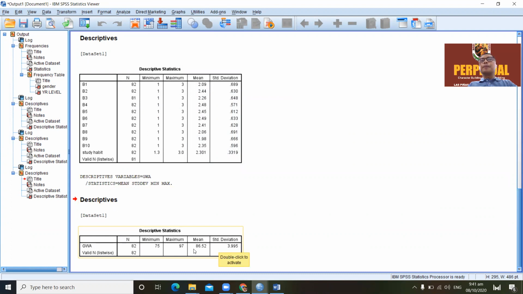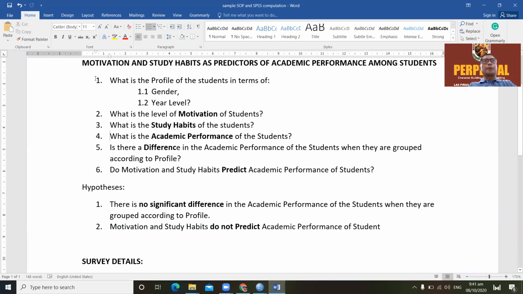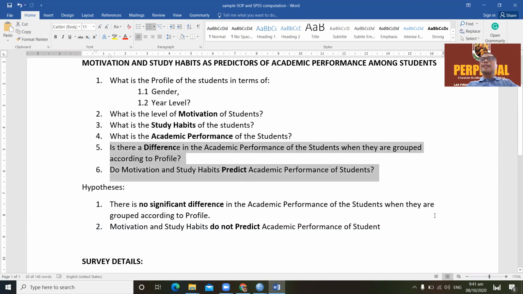The overall mean is 86.52. The highest score or grade is 97. The lowest grade is 75. That's with a standard deviation of 3.99. Now you have already answered number 1, 2, 3, and 4. We would now proceed to analyzing the data so that we could answer number 5 and number 6.